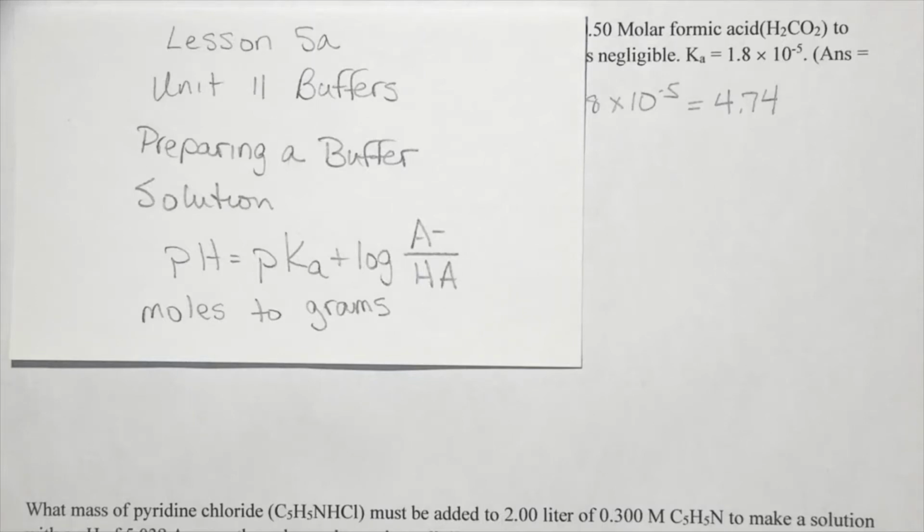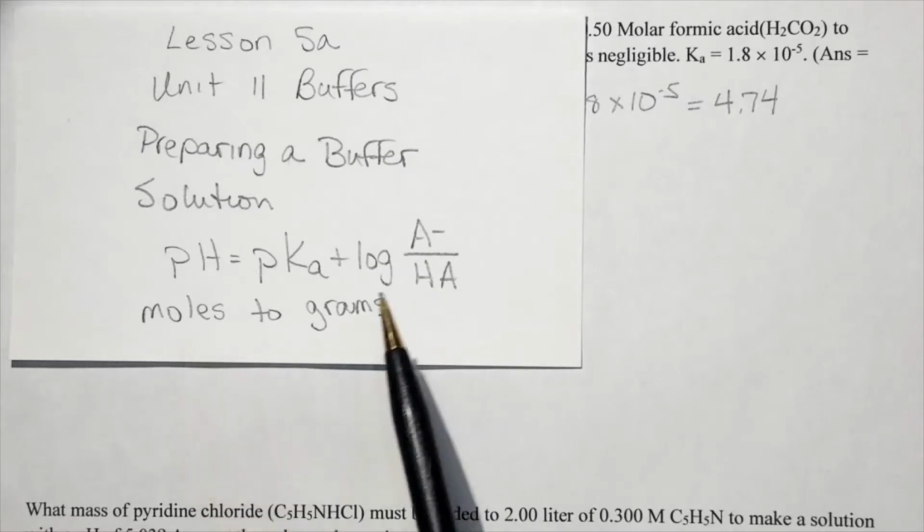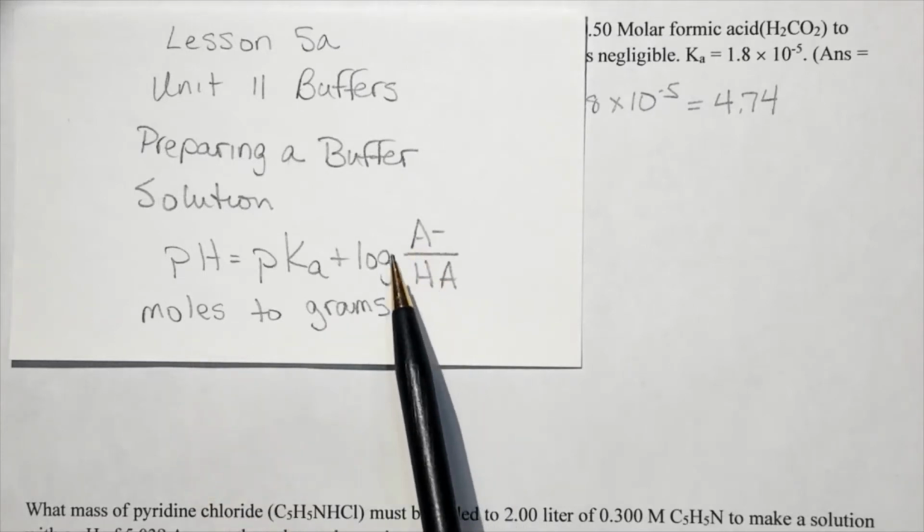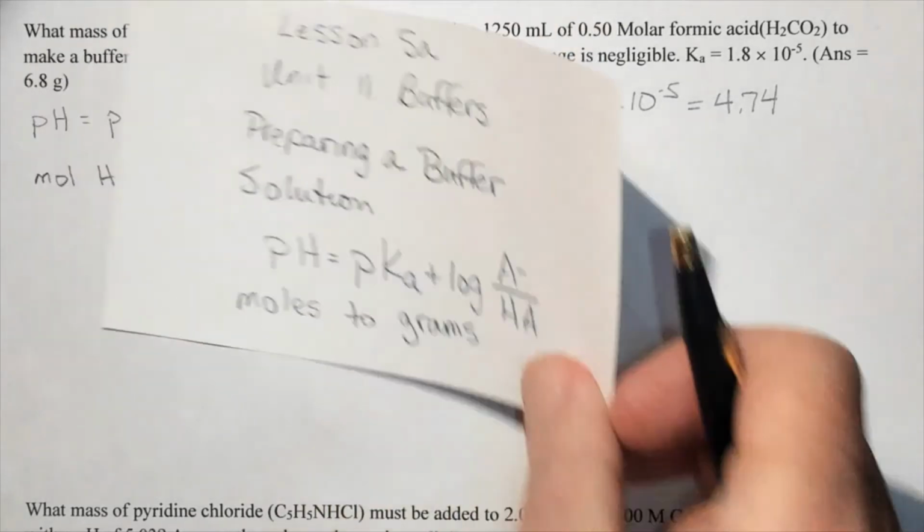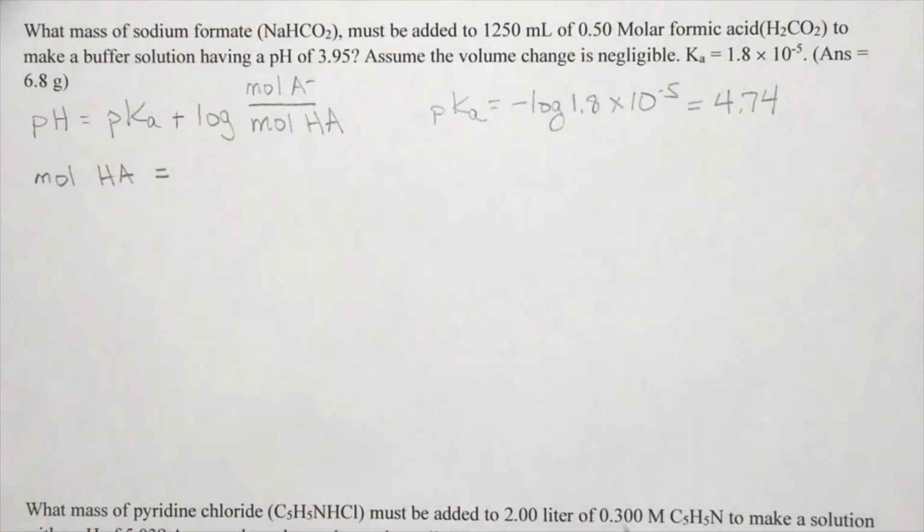This is Lesson 5A, Unit 11, Buffers, preparing a buffer solution. Again, we are using the pKa plus log A minus over HA. These are problems where we're going to have to figure out how many grams we need, so it's a matter of making sure that we have moles for both the A minus and the HA. So let's take a look at our first problem.